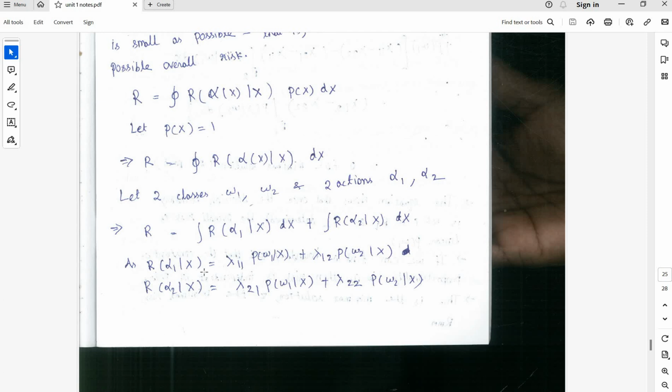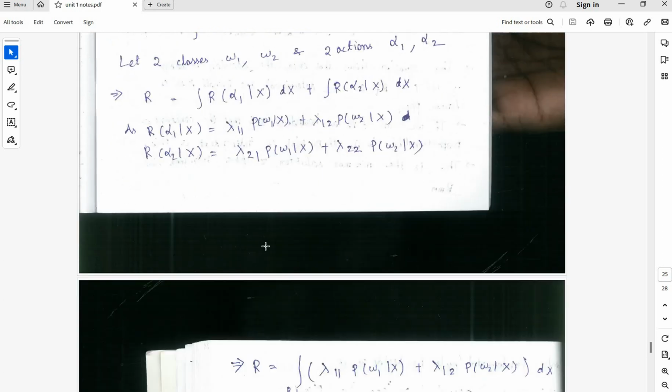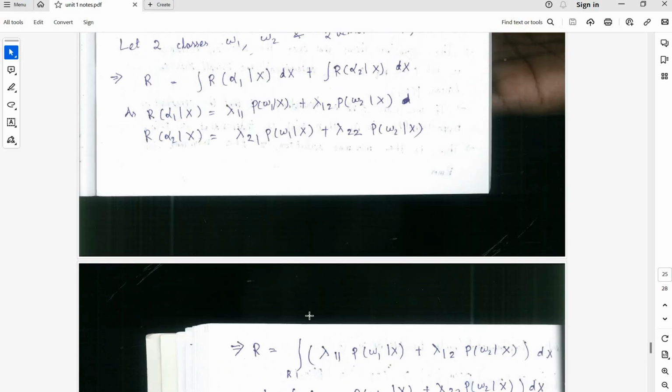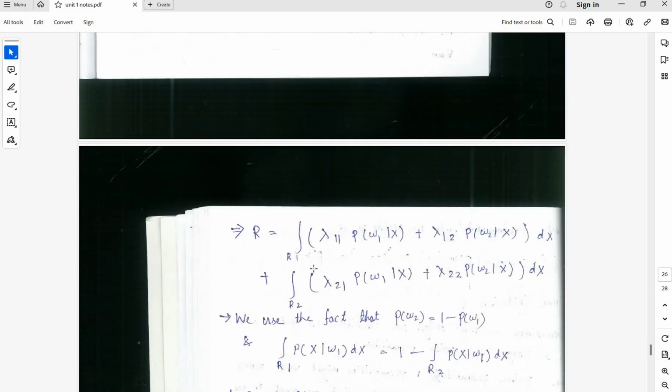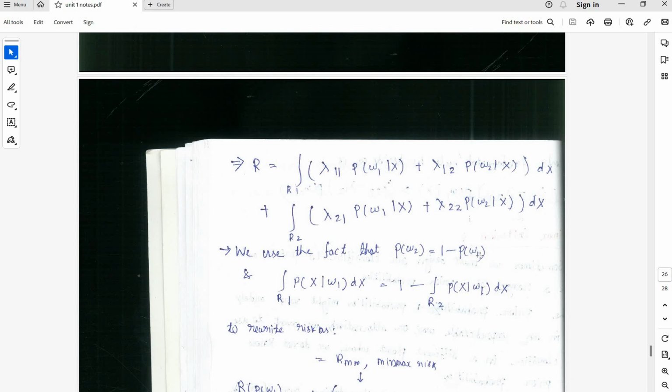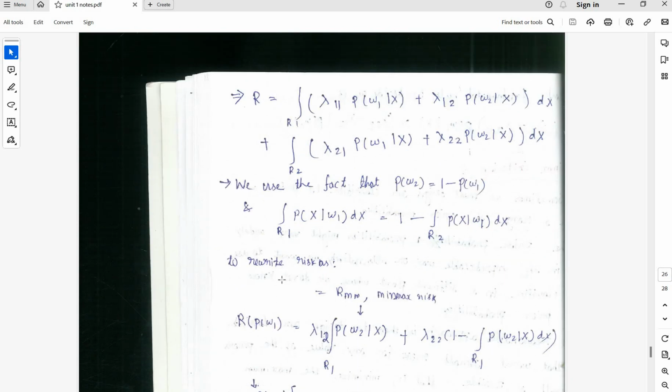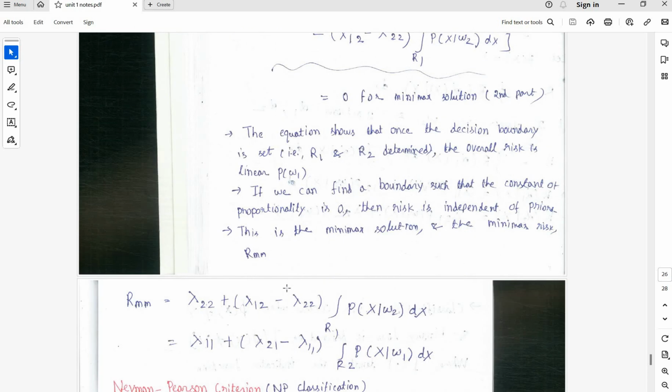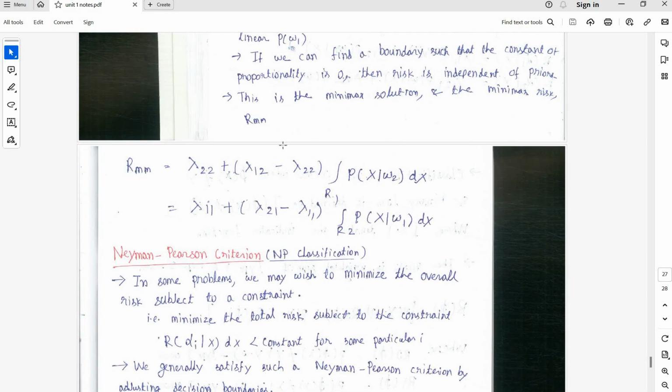R of alpha 1 given x is lambda 11 p of w1 given x plus lambda 12 p of w2 given x, and similarly R of alpha 2 given x. So R is equal to adding both, and then p of w2 is 1 minus p of w1. Use that and rewrite the equation. This is for the minimax criterion, where the final equation is required.